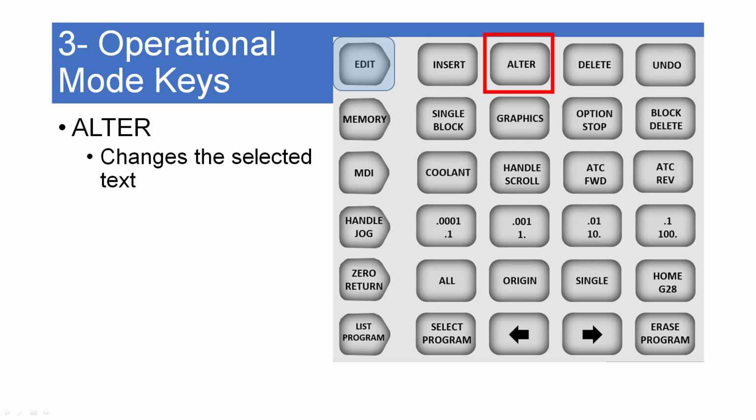Next is the Alter key. This allows you to change selected text in the program with a keypad entry displayed on the input line. It swaps them.